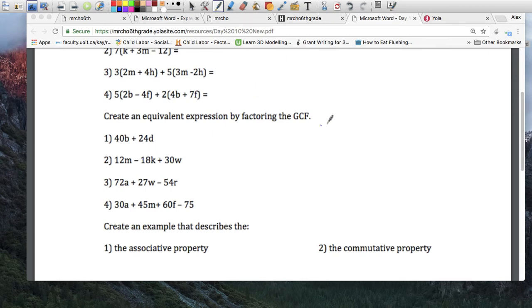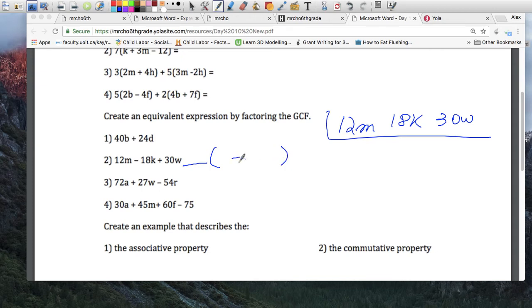12M, 18K, and 30W, same thing. Let's put it like that. If you do the GCF again, your answer is going to look like this. Something outside was multiplied by this first term, second term, and the last term, okay, to give you 12M, 18K, 30W. So what's the biggest number that goes into those three?